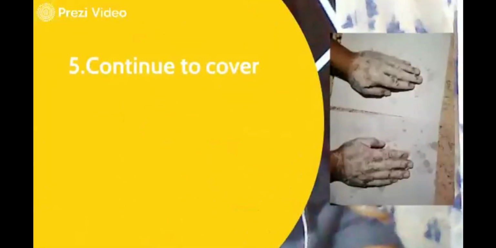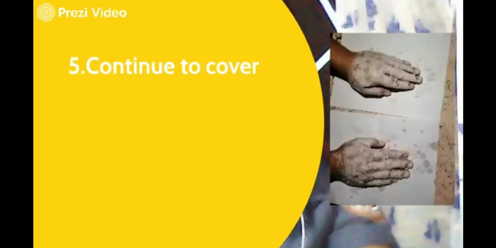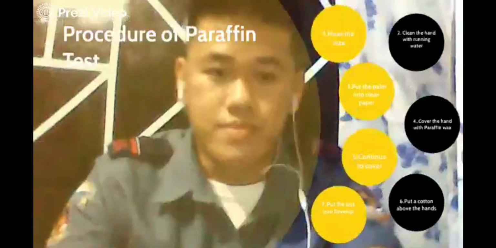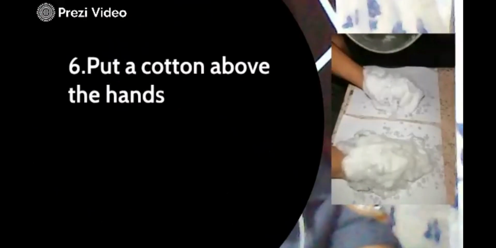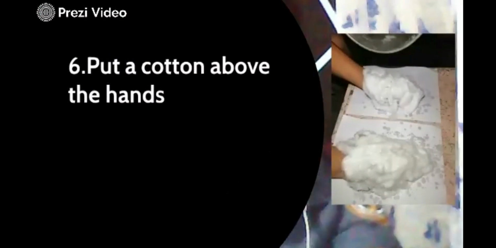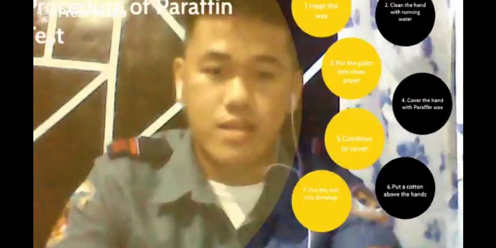In the fifth, continue to cover the hand with paraffin wax. Put a cotton above the hands. And the last, put the test into envelope.